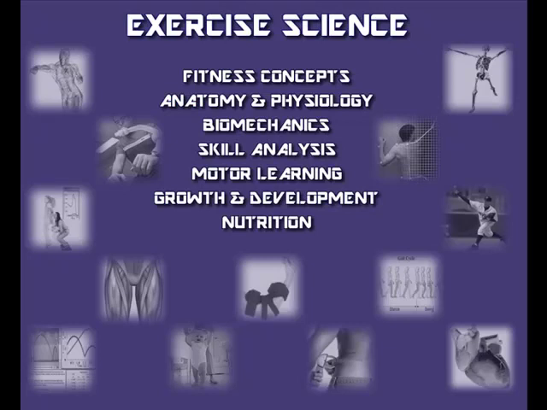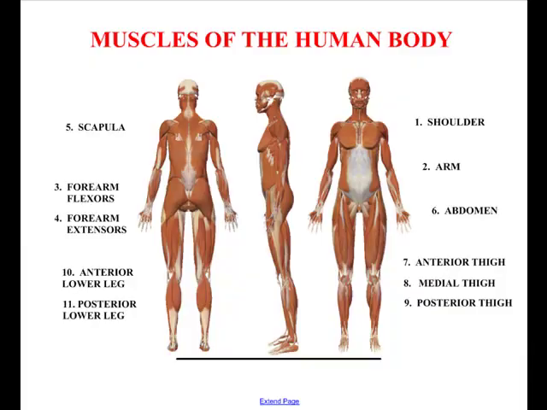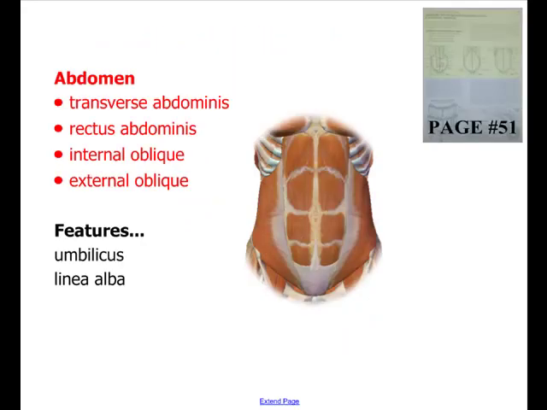Today we're going to be taking a look at the anatomy and physiology unit, and within that unit we're going to be taking a look at the abdomen. And like I said, this is going to be a very short, quick trip. With the abdomen, there are four muscles we're going to look at: the transverse abdominis, rectus abdominis, internal oblique, and external oblique. And along with those, there are two features, the umbilicus and the linea alba.